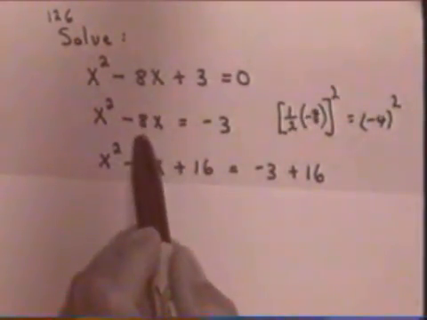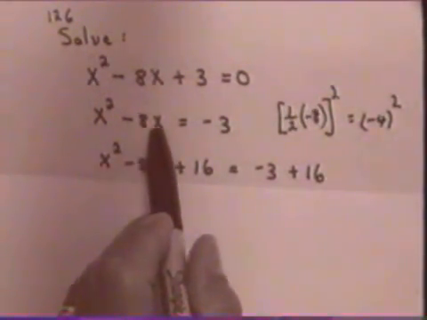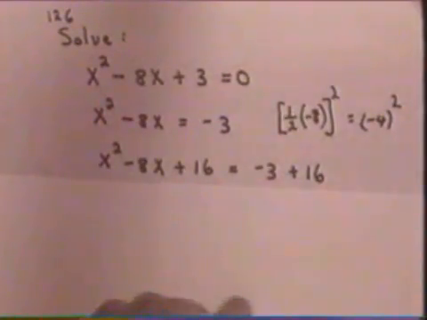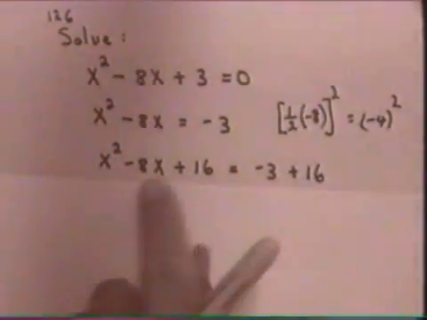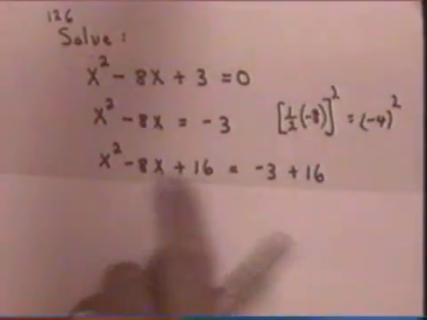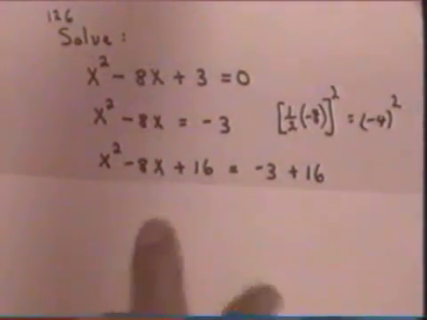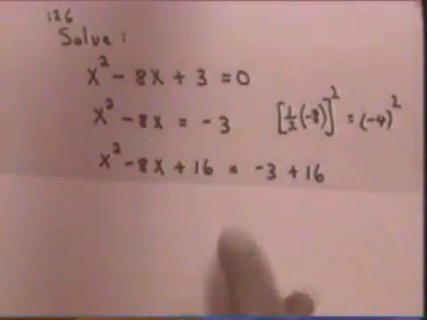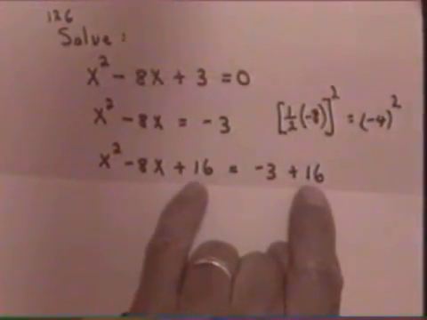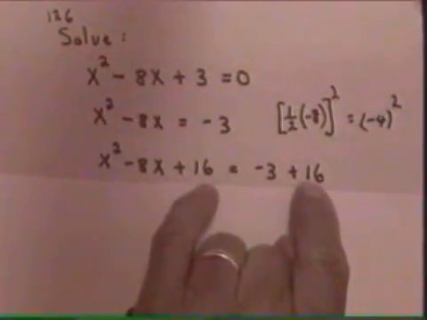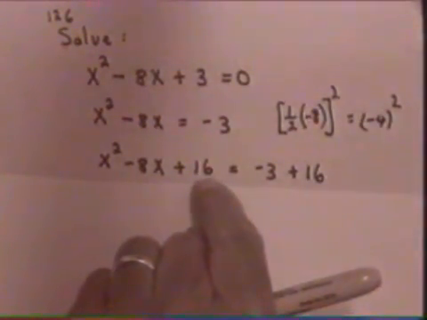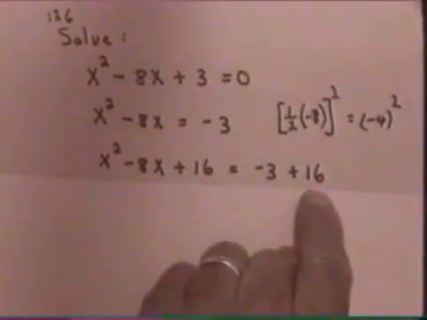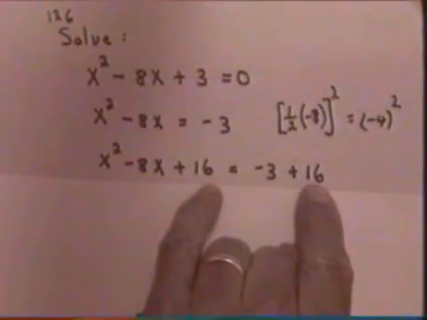Now you might be wondering, how did I know to take half of negative 8 and square it? Well, that's by observing that all perfect squares have that particular pattern. But I'm not interested in you seeing that. What I want you to do is to see that what I have done is mathematically legal. All I have really done is added 16 to both sides. I added 16 to the left side, I added 16 to the right side. And of course, that's legal.